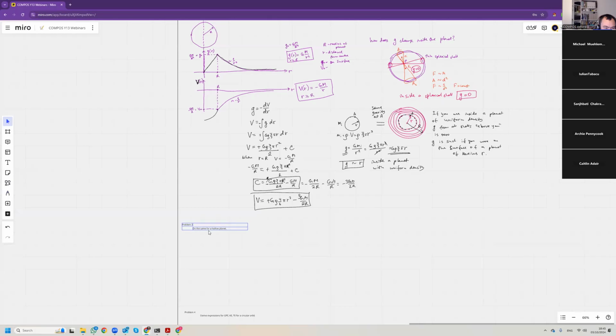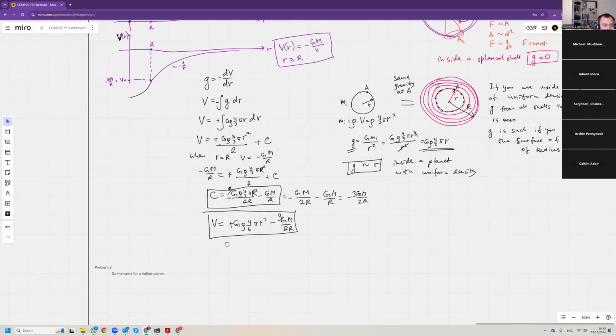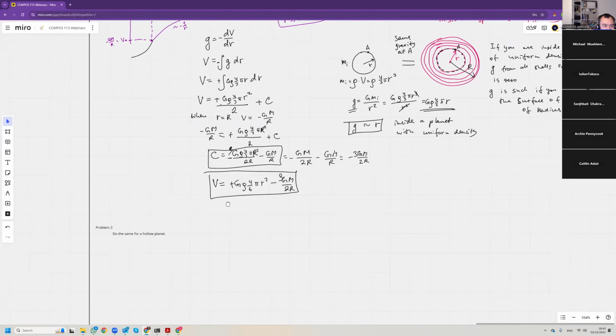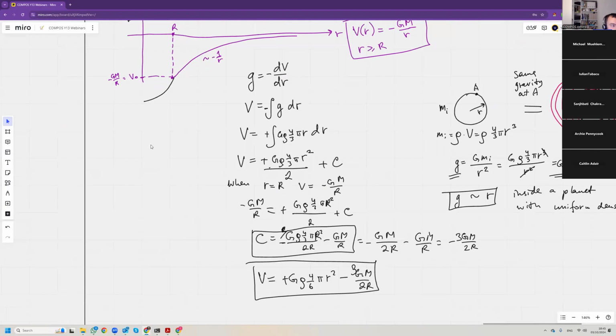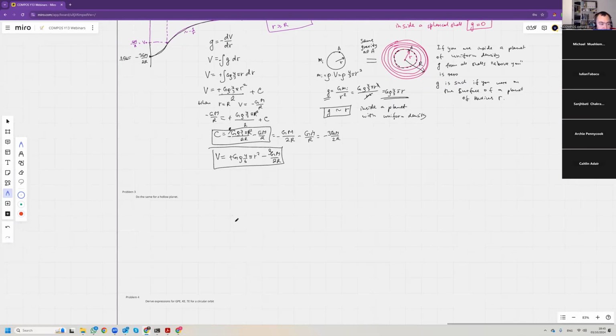And then this point is minus 3 GM over 2R, and then the graph is like this. This is the more complicated part, which is technically minus 1.5 V0. So the gravitational potential at the center of the planet is going to be 1.5 times the potential at the surface. An interesting result, at least for me.